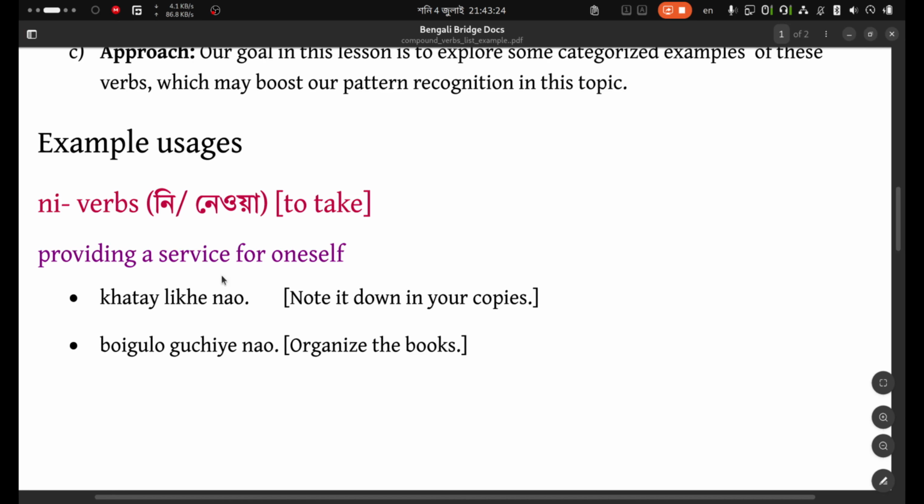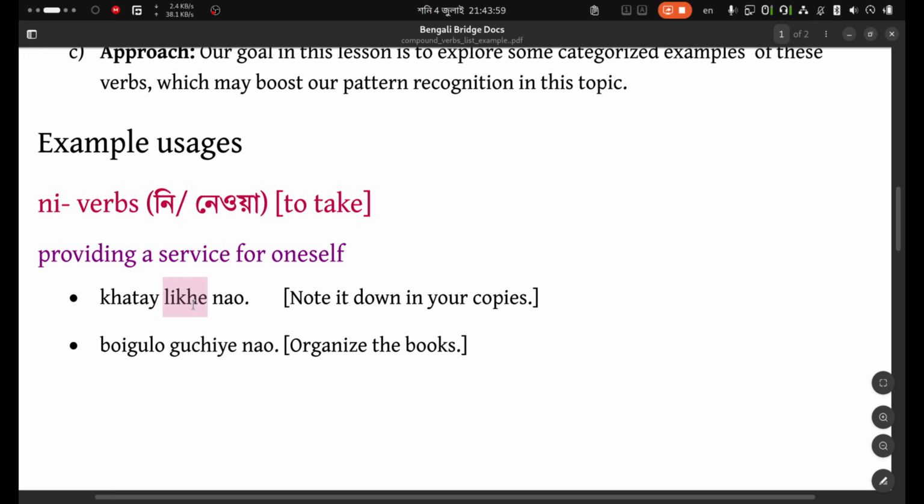And not only the note, the action is for yourself. The action will be a service for yourself. That's the common pattern for now verbs. Likhe now, guchiye now. Likhe is a non-finite form of lekha. Guchiye is a non-finite form of gochano.